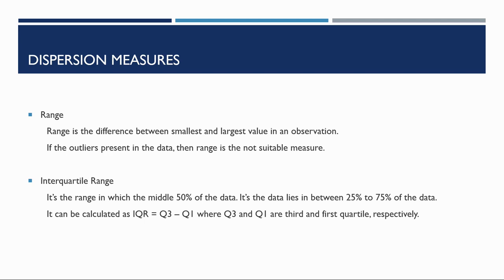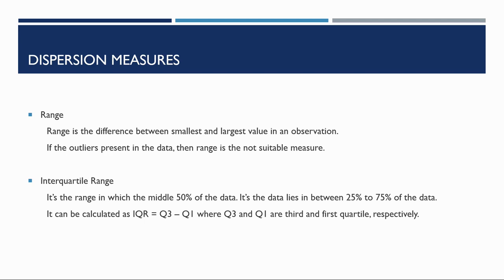So the next one is the interquartile range. The interquartile range is the range in which the middle 50% of the data is considered. The IQR can be called the mid-spread or middle 50%. It is defined as the difference between the 75th and 25th percentile of the data. So IQR can be calculated by taking the third quartile and the first quartile and taking the difference between them. So we'll get the IQR value.